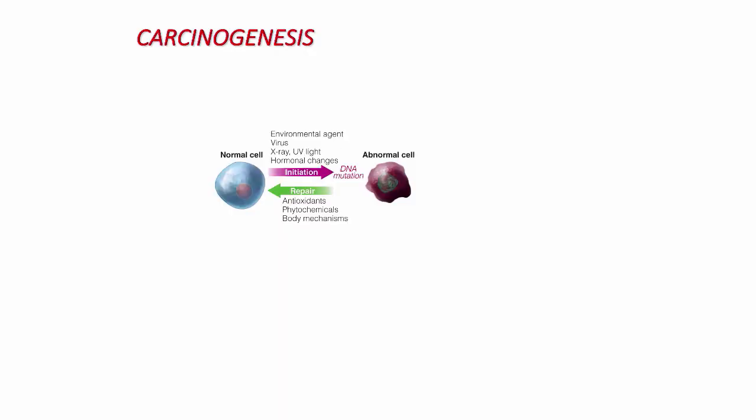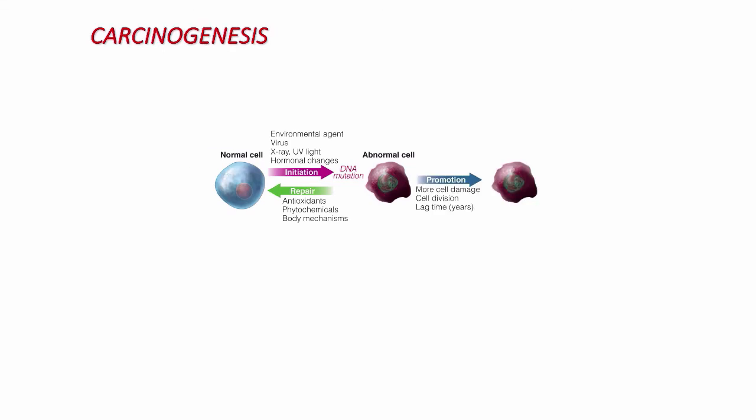Carcinogenesis, genesis, creation of, carcino is a prefix for cancer. Carcinogenesis, formation of cancer. We have normal cells that may become abnormal cells by a process of initiation. This initiation can be caused by environmental agents, viruses, X-rays, ultraviolet light. These were mentioned in a previous slide, and they can form abnormal cells. We have many processes inside the body that can reverse or repair these mutations. But if they don't work, then there's what's called the promotion phase of carcinogenesis.